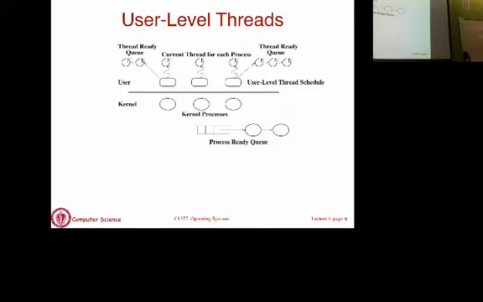Yes, question. From a programmer's perspective, how do these two differ? That's a good point, I was going to come to that. I've only talked about the OS perspective. So the question is, what changes from a programmer's perspective? How does the programmer, you, use user-level threads versus kernel level threads? The answer is you don't do anything different. The API is going to be the same.